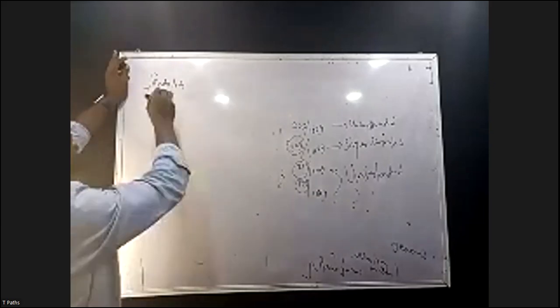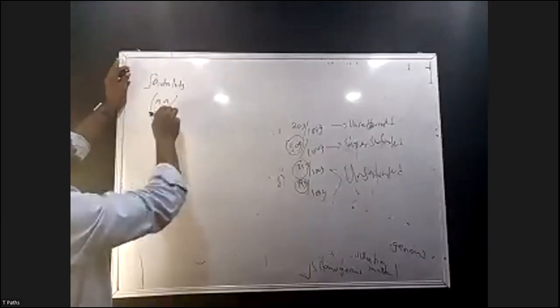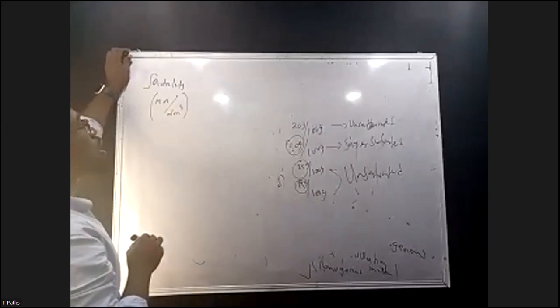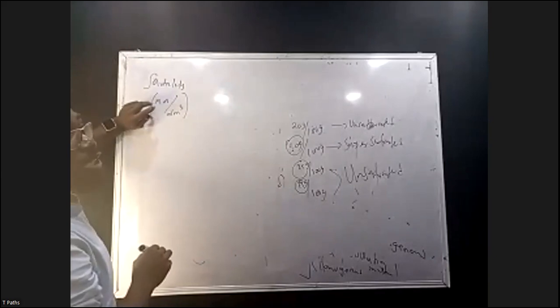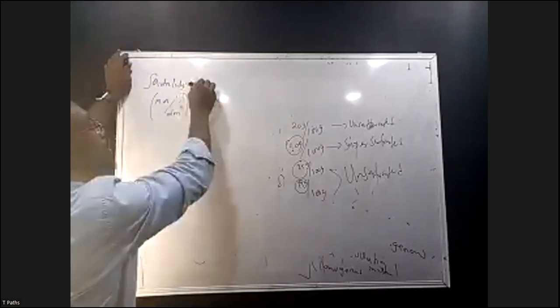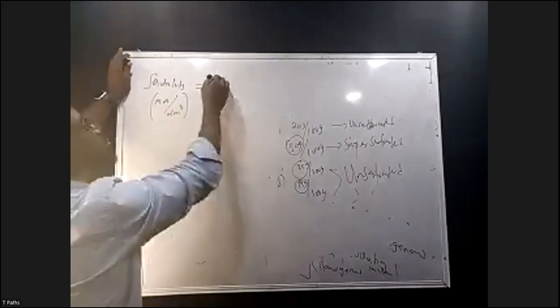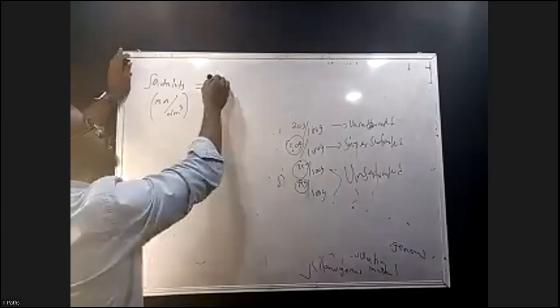Now, I tell people, when you want to solve solubility, there are several ways you can express your solubility. Your solubility can be expressed in moles per dm³. That's one of the units. If you are expressing your solubility in moles per dm³, it means that your formula will be number of moles of the solute over volume of the solvent in dm³.